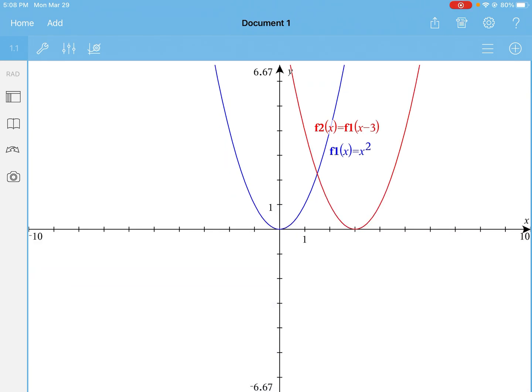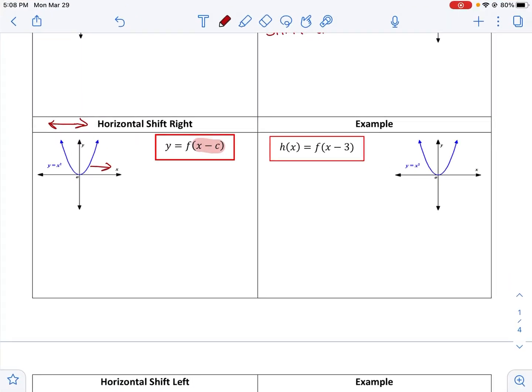So F1 tells me that I'm using the parent function that I graphed above, and then inside the parentheses x minus 3, which is what we had on our notes. I hit enter, and notice how it goes to the right 3 units. So it moved it over 1, 2, 3, just like that. So it was a horizontal shift right 3.